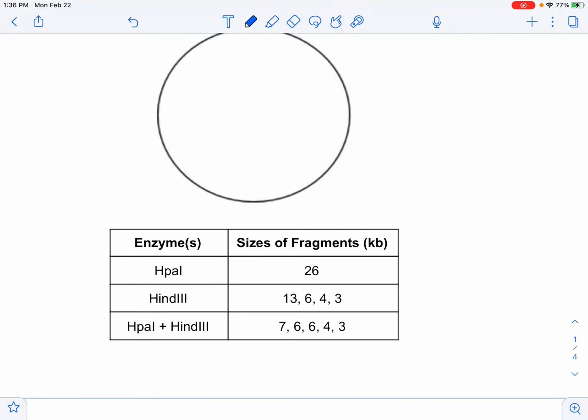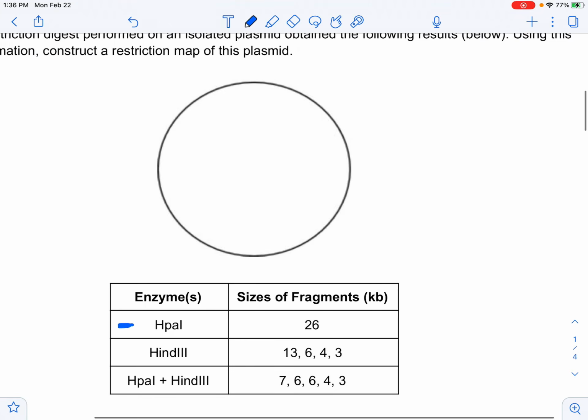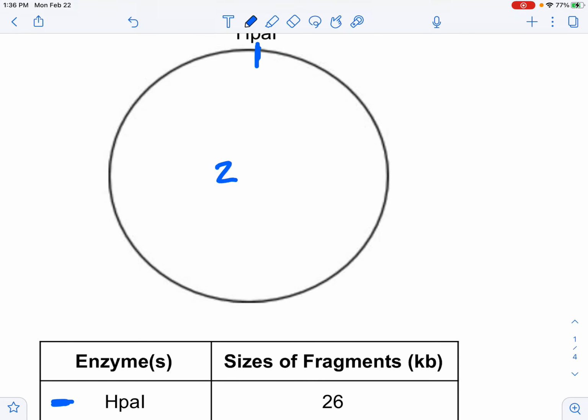So there must just be one cut. I'll use blue for this one. You can put this cut anywhere, honestly. Let's put it right here. The whole plasmid itself is 26 kb. We just get one fragment, 26.